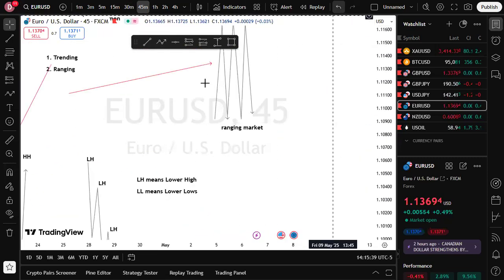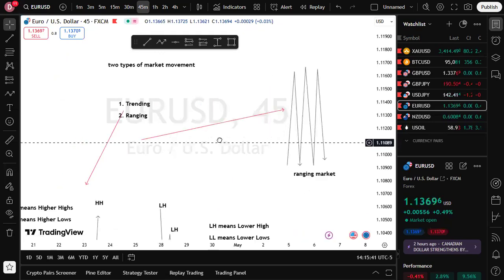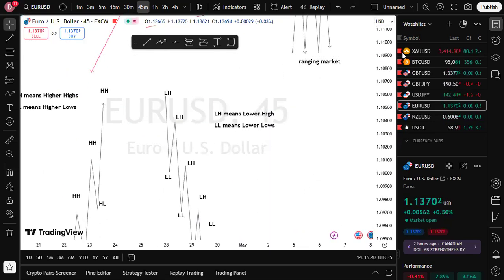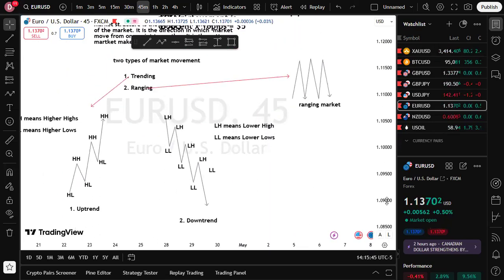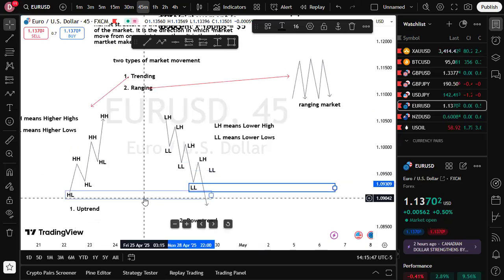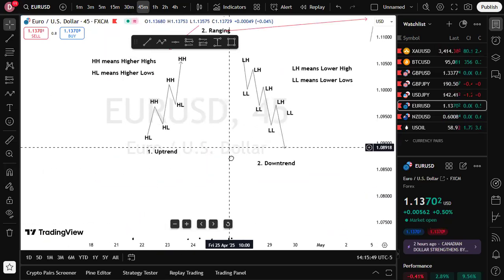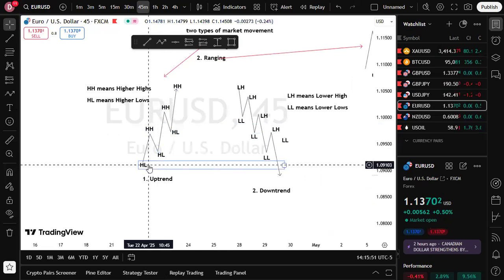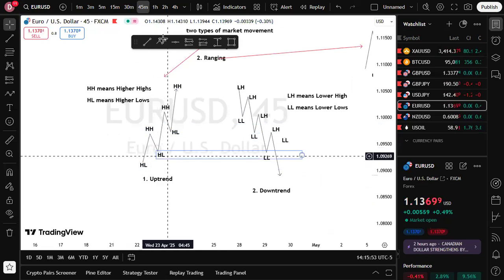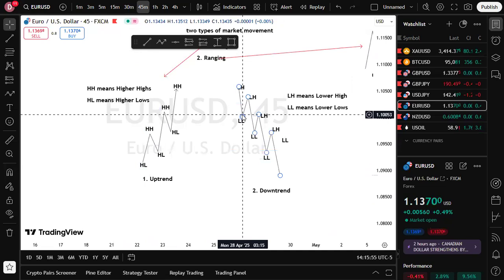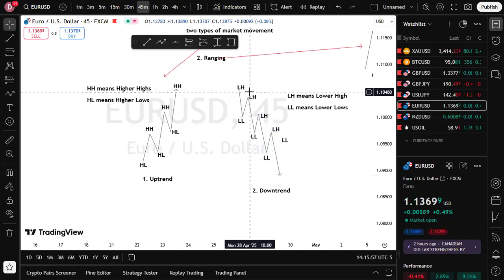So I've explained what an uptrend and a downtrend is, right? So this is an example of an uptrend and of a downtrend. In an uptrend, this is where the market creates a series of higher highs and higher lows, while for a downtrend, this is where the market creates a series of lower highs and lower lows.